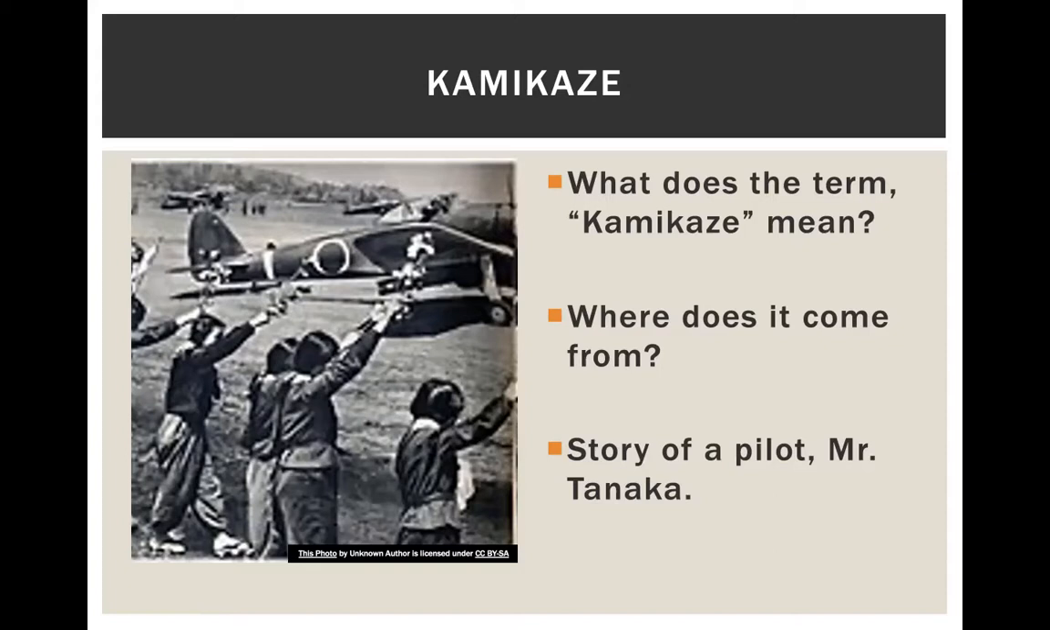Divine wind, right, yeah. And where does it come from? Where does that term come from originally? Kami is the divine part. Kaze is the wind, when the Mongols were trying to take over Japan. They didn't know the right time to come into the sea to get to Japan. Right, exactly.